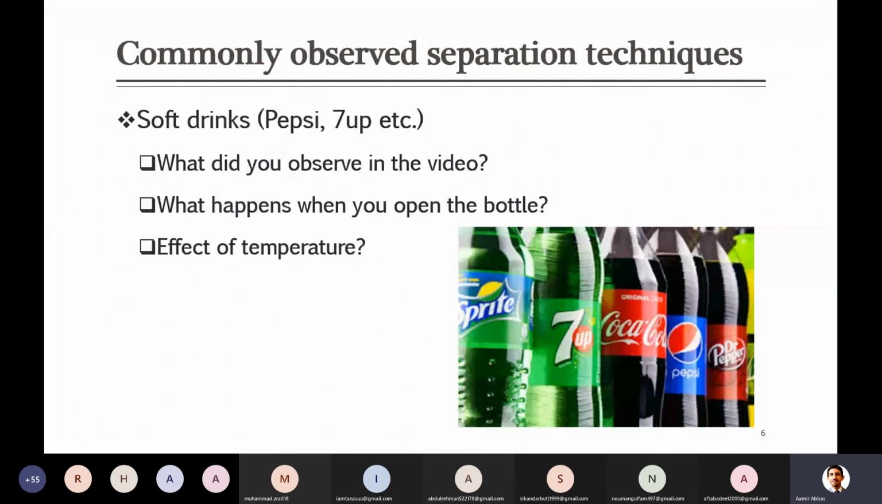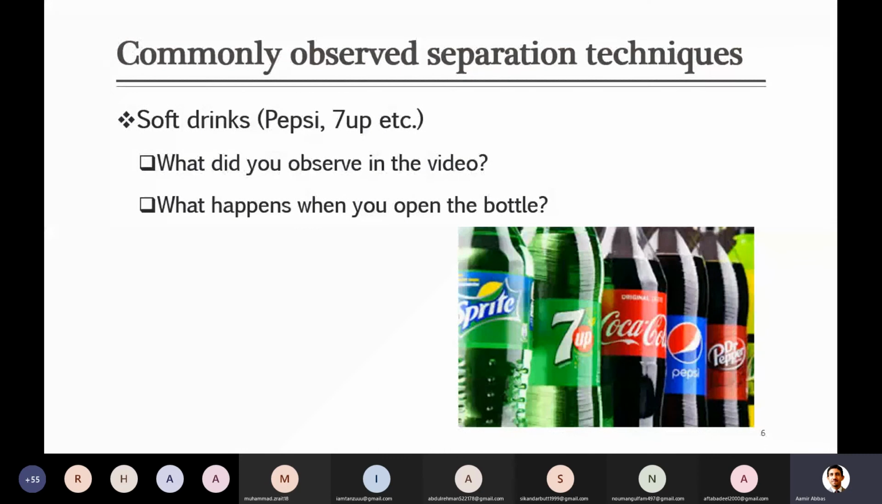Maybe you are already aware of this. What happens when we open the bottle? What are we actually doing at that time? Sir, pressure is reduced, lost. We just decrease the pressure. And when we decrease the pressure, what happens? The gas starts coming out.